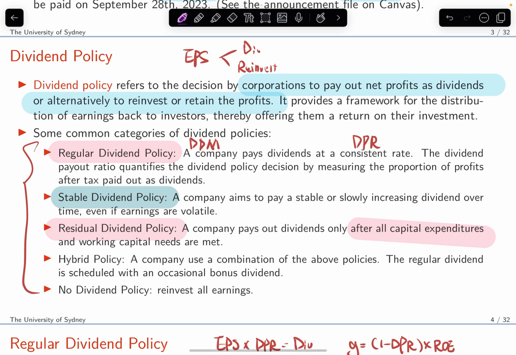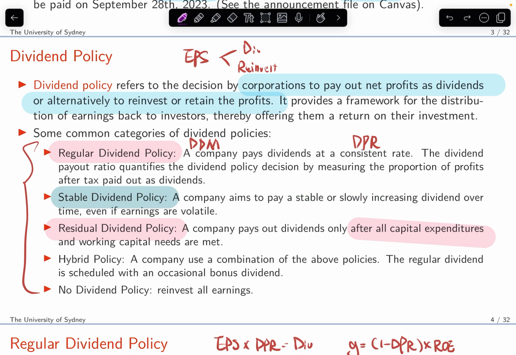Dividend policy refers to the decisions by corporations to pay out net profits as dividends, or alternatively to reinvest or retain the profits. It provides a framework for the distribution of earnings back to investors, thereby offering them a return on their investment. Some common categories of dividend policies are the regular dividend policy. This is what is used when we are using the DDM. The company pays dividends at a constant rate, increasing at a constant rate, or decreasing at a constant rate, in which cases we will be able to use the dividend discount model.